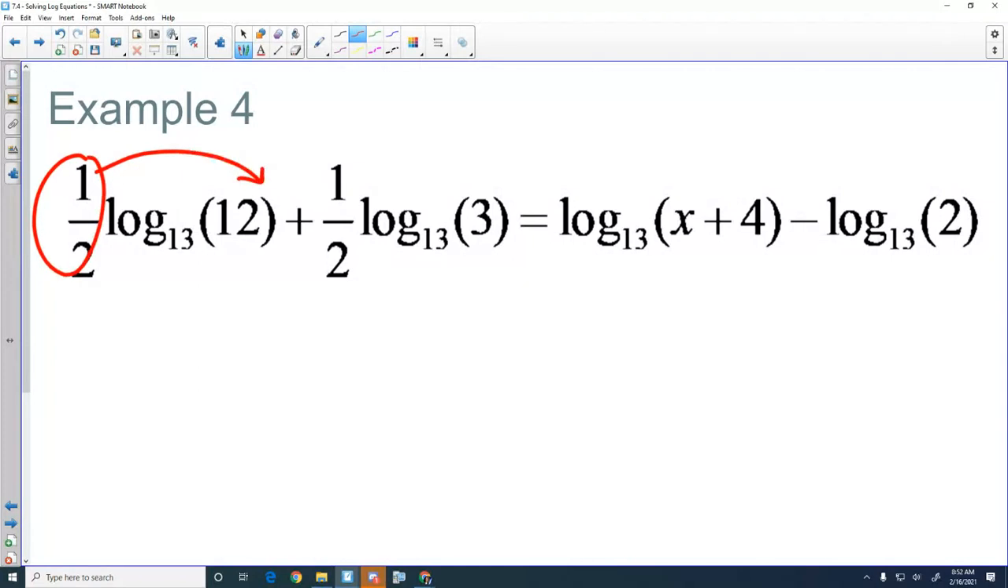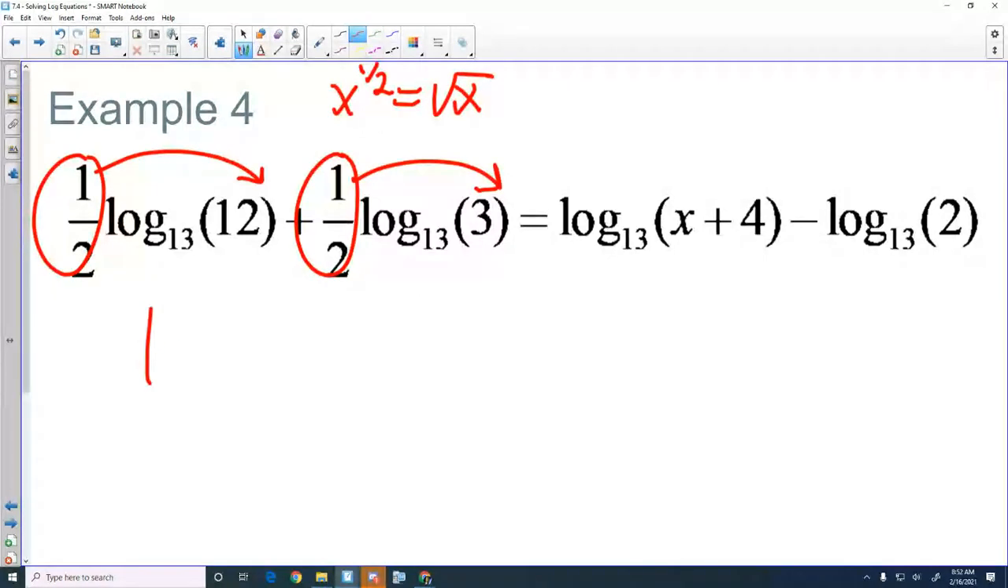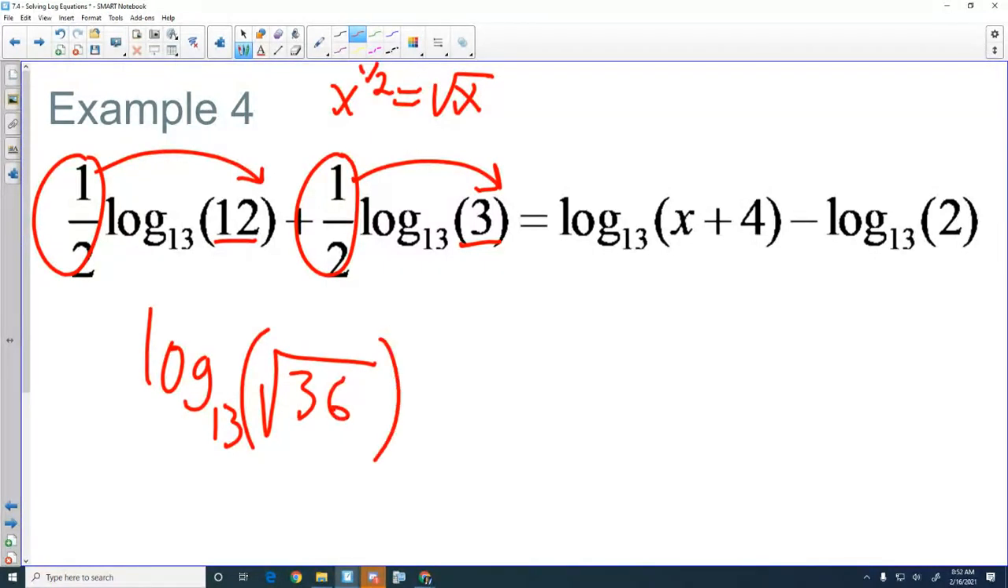Coefficients become exponents. And just a reminder that an exponent of 1/2 is the same as a square root. So both of these 1/2s, when they become exponents, it's actually going to be the square root of each of those. So I'm going to write this as the log base 13 of the square root of 12 times 3, because it's being added. What is 12 times 3? 36. Hey, look at that, a perfect square. I told you it works out nicely.